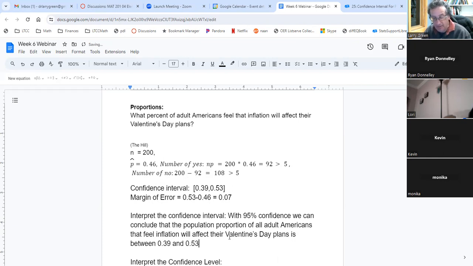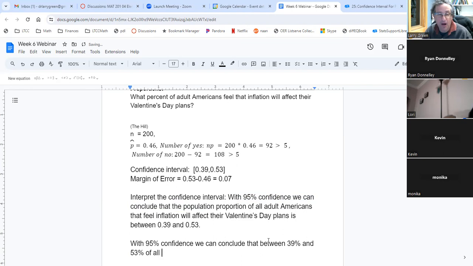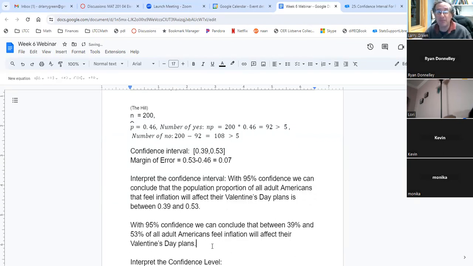and 0.53. Another way of stating it that's sometimes a little easier to understand is, I can copy and paste this part, with 95% confidence, we can conclude that between 39% and 53% of all adult Americans feel inflation will affect their Valentine's Day plans.